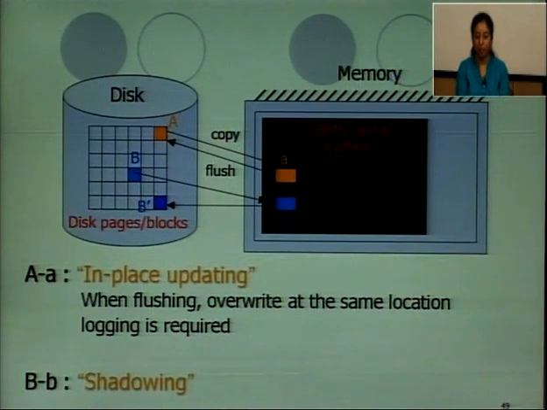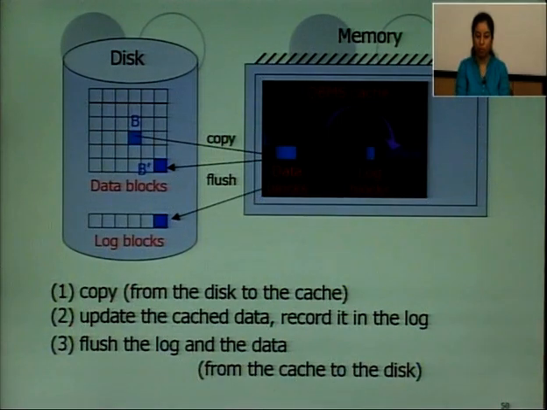Now again, the next example. A is known as in-place updating and B shows shadowing. These slides show the updating. You can see this is divided into data blocks and log blocks. It copies the data from memory to the disk into data blocks, updates the data, flushes it, and logs the unwanted data. So this is an example of that.